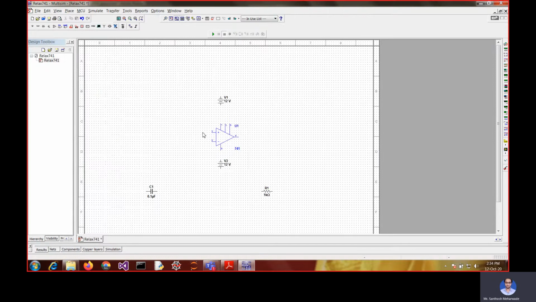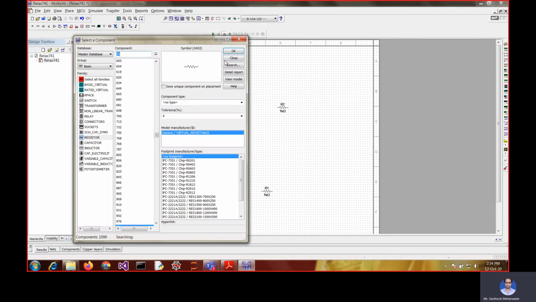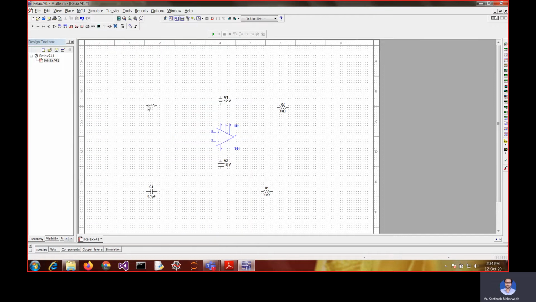That is for near to this pin number 3. So one I'm going to keep over here, and one more resistor I'm going to keep over here. Once the resistors are placed, those are the required ones. Now I can change the values.